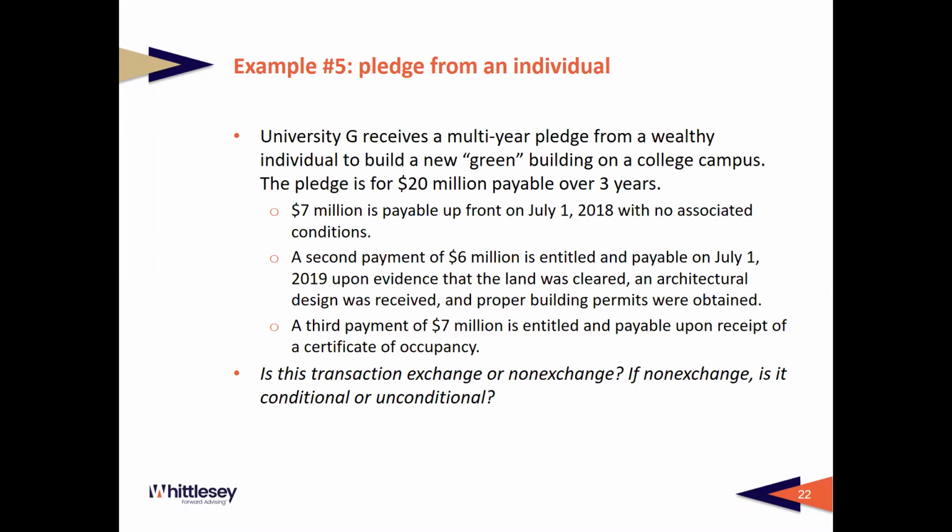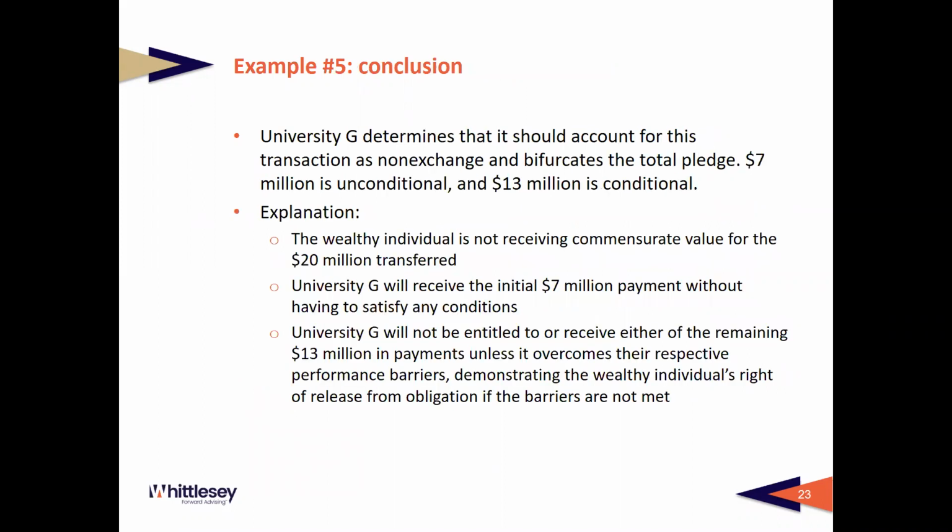A second payment of $6 million is entitled and payable the following year upon evidence that the land was cleared, the architectural design was completed, and building permits were obtained. Then the third payment is payable upon receipt of the certificate of occupancy. So what do we have here? This transaction is a little more involved.